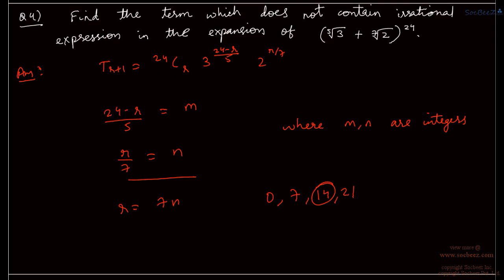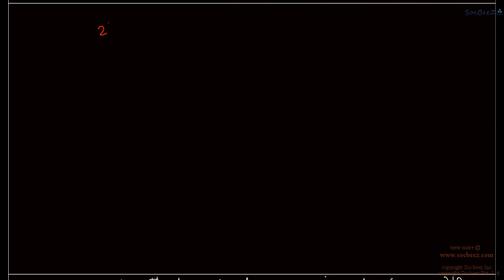Okay, so we'll now show the value of R equal to 14, and let us see what we get as the term. Okay, so the term is 24C14 times 3 power (24 minus 14)/5, right? 3 squared, and 2 power 14/7, that is again 2 squared. This is 24C14 times 3 squared into 2 squared, or 6 squared, that is 36. Right? So this is our term, and as you can clearly see, 24C14 is an integer, and into 36, which is another integer, must be an integer. So there is no irrationality.